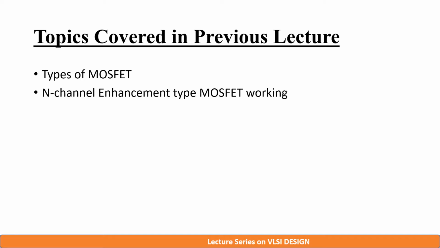So in the previous lecture, we studied types of MOSFET and working of N-channel enhancement type MOSFET. There are two types of MOSFET, enhancement and depletion. Depletion devices are always on devices, enhancement devices are always off devices. And the MOSFET operates in three regions: cutoff, linear and saturation. In cutoff there is no channel formation. In linear, a uniform channel is formed when VGS is greater than VT. The channel gets pinched off as VDS exceeds VGS minus VT.